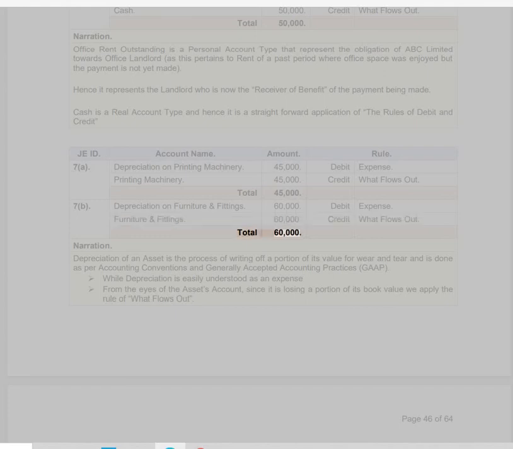Total 60,000. Narration: Depreciation of an asset is the process of writing off a portion of its value for wear and tear, and is done as per accounting conventions and generally accepted accounting practices, GAAP. While depreciation is easily understood as an expense from the eyes of the assets account, since it is losing a portion of its book value, we apply the rule of what flows out. Page 46 of 64.